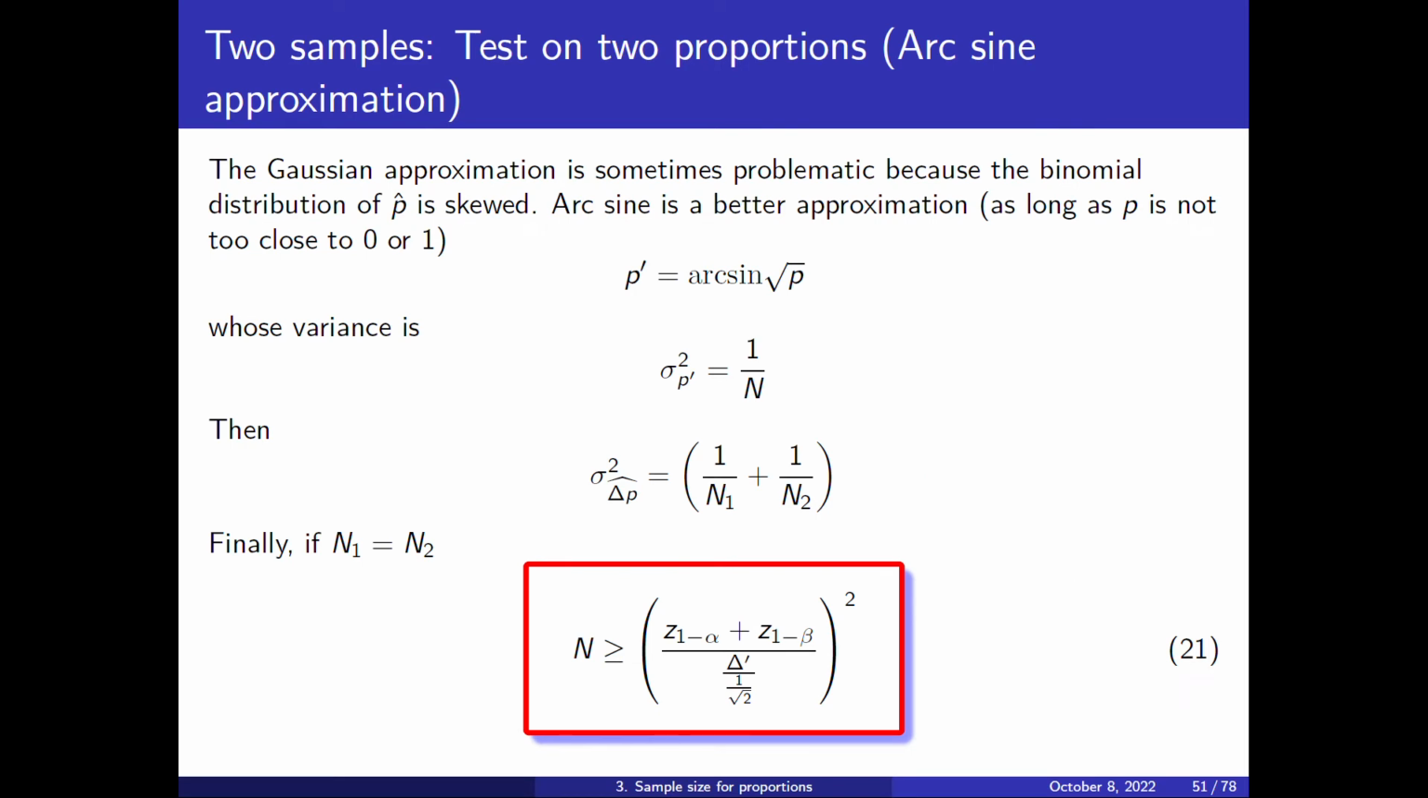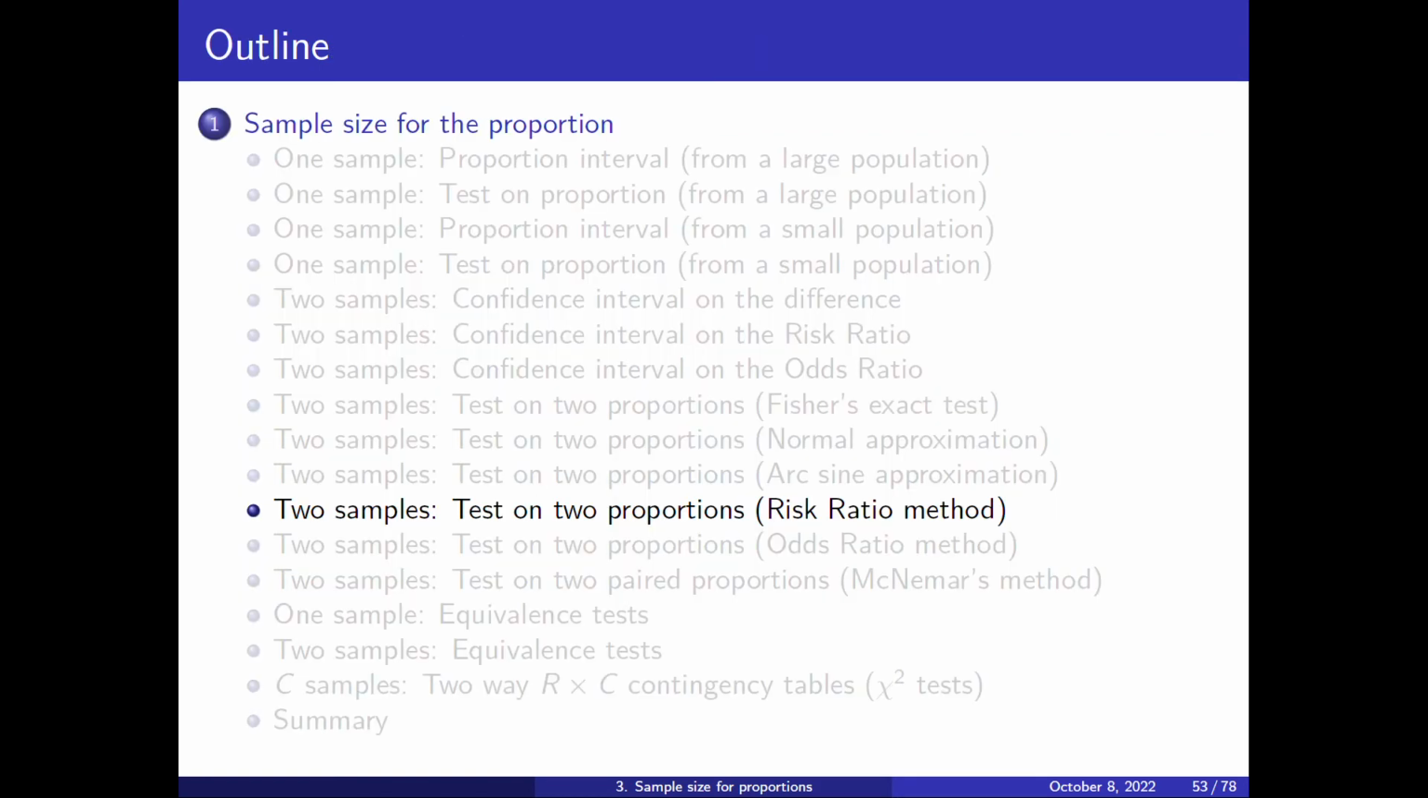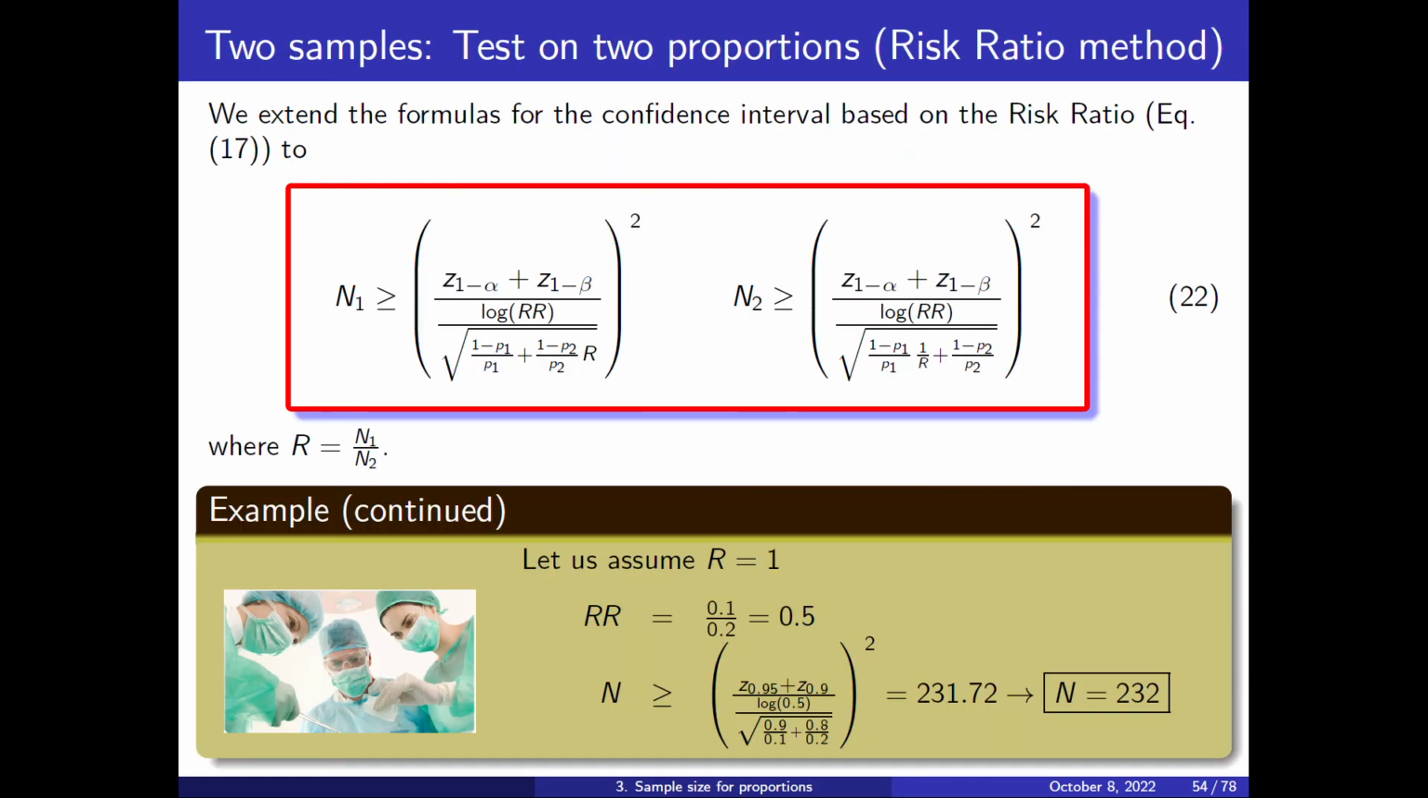So now, instead of analyzing P, we can analyze the arcsine of the square root of P, whose variance is this one. And then, again, we follow the standard formula for the sample size calculation for Gaussian variables. And now, this approximation, we see that it is much better. The exact solution was 232, and we see that this one is also in that order of magnitude.